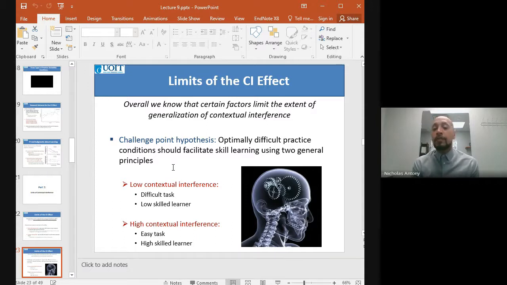So the limits of the contextual interference effect are going to be based on whether or not you have a very difficult task or a very low-skilled learner. You may want to start with low contextual interference and then progress up to high contextual interference, just so that way you're not discouraging the learners. Does that make sense, everyone? It's called the challenge point hypothesis.